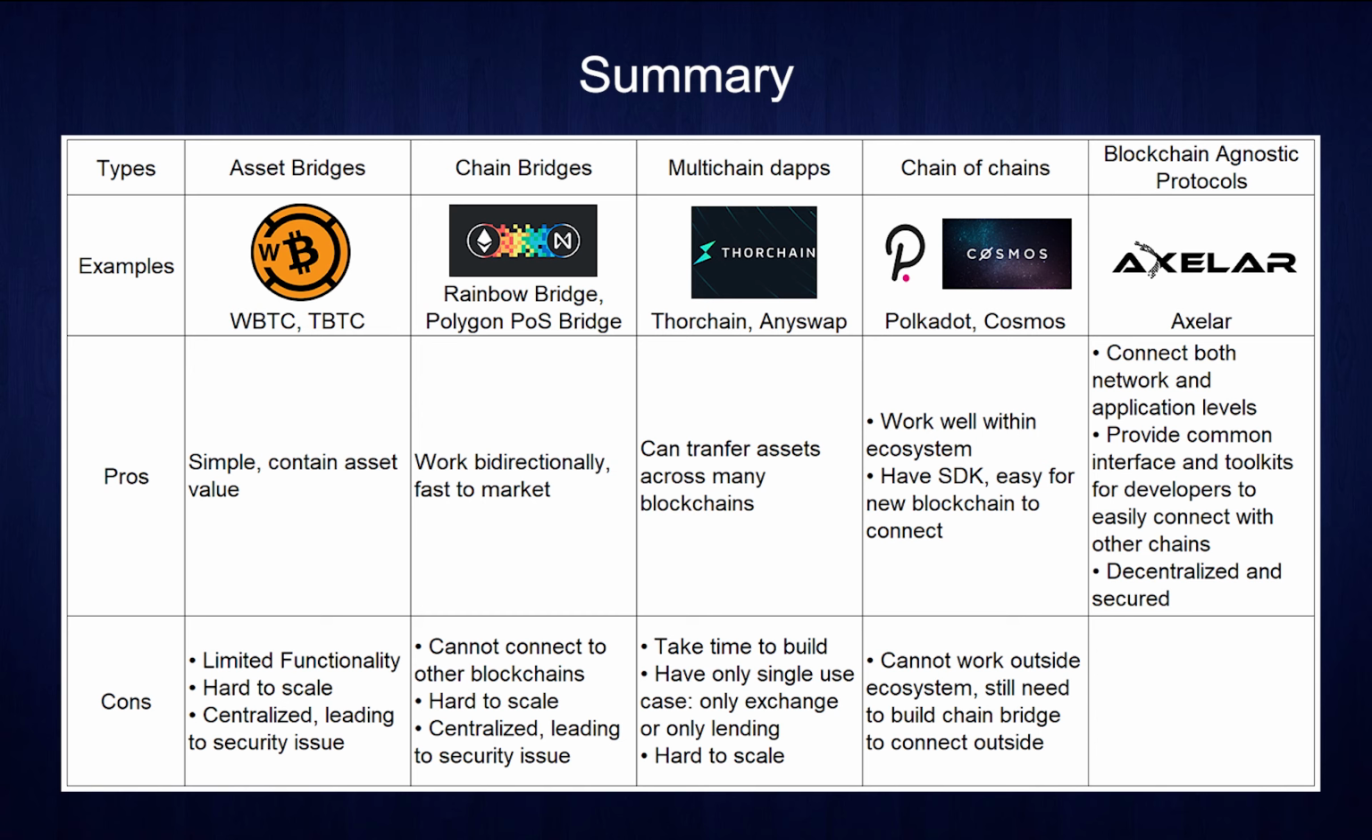The last one is a blockchain agnostic protocol, for example, Axelar. Axelar can connect both network and application levels. It helps facilitate both asset and information transfer. Axelar provides a toolkit for developers to easily connect with others. And currently, a blockchain agnostic protocol like Axelar is the most comprehensive solution which will easily enable synergy among blockchains.